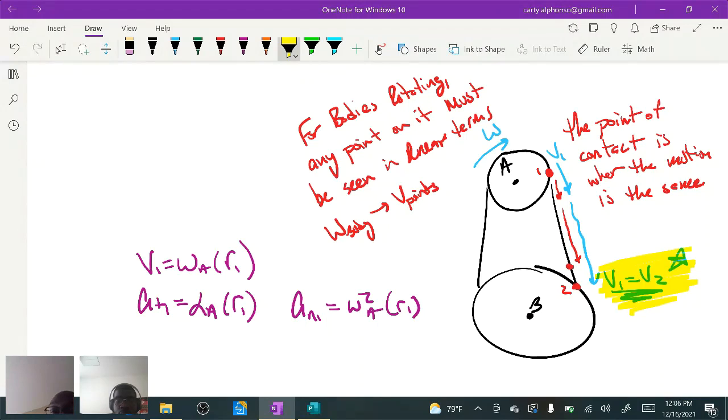V1 is V2, and also AT1 equals AT2, because that's the only place where they're touching. So they have to be the same. Anything that touches has to have the same values. Otherwise, you're going to produce a skid or a discontinuity at that point. That's going to make the math more difficult. It doesn't make it wrong. It just breaks down assumptions. And we need those assumptions based on touching points. That's how we relate everything in reality.